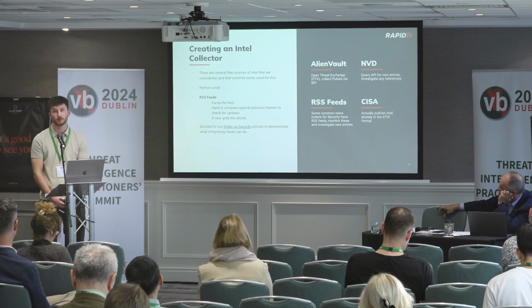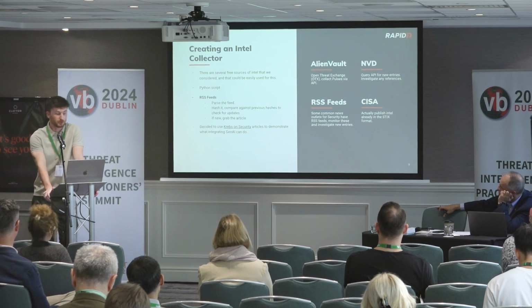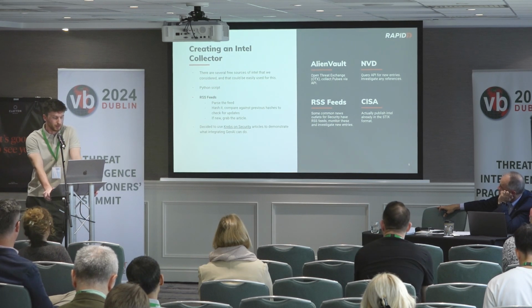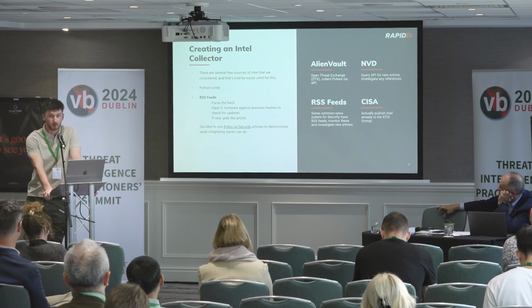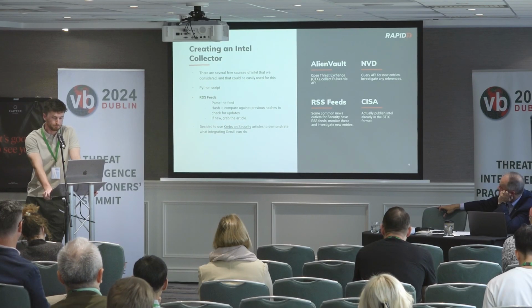So jumping into how we're actually building this out, and first of all, we obviously need to collect our intel from somewhere, and we need a method of doing that. So whenever we're thinking about what we could collect, there are obviously several free sources of intel that we're considering and can use for this. So on the right-hand side here, we could use Alien Vault. We could work with the API there to collect pulses and indicators from that.